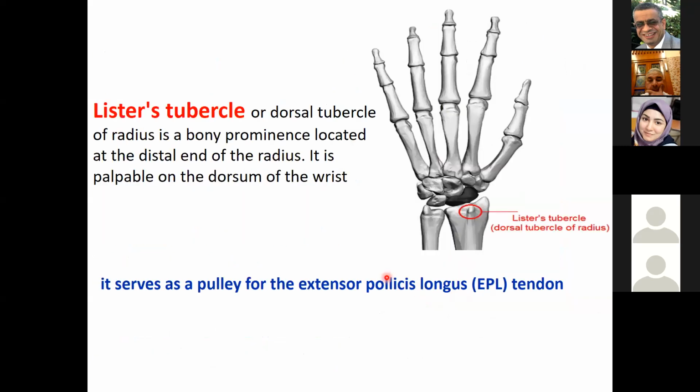Lister's tubercle, or dorsal tubercle of the radius, is a bony prominence located at the distal end of the radius. It is palpable on the dorsal side of the wrist. This is the Lister's tubercle. It serves as a pulley for the extensor pollicis longus tendon.